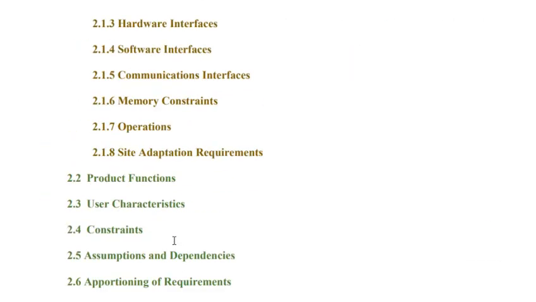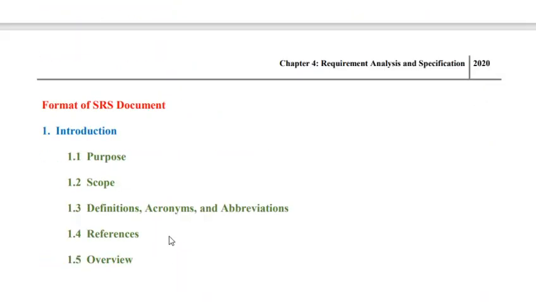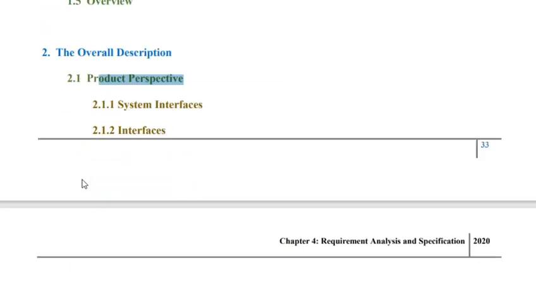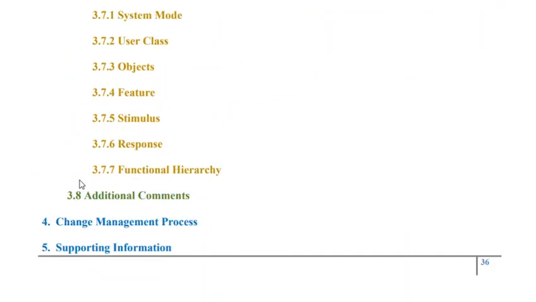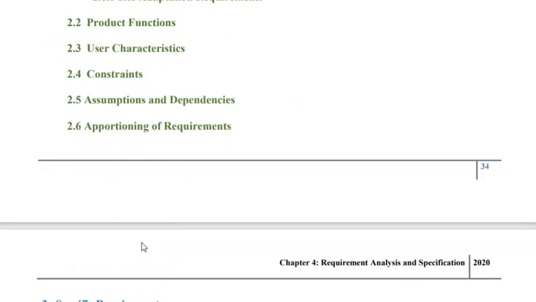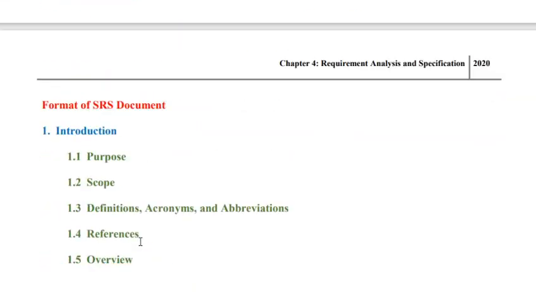So just see, these are the aspects that an SRS document should focus on or should have. So in a generic format of an SRS document, these are the aspects that you'll find. You'll find introduction, overall description. You'll find specific requirements. You'll find change management process, and you'll find supporting information. Right. Okay. So there are different templates that are being proposed for creation of an SRS document, but this is a generic overview that an SRS document should emphasize upon.